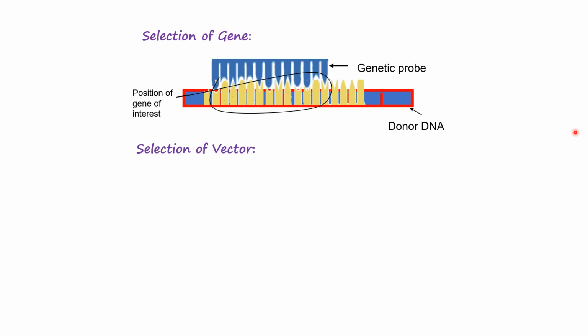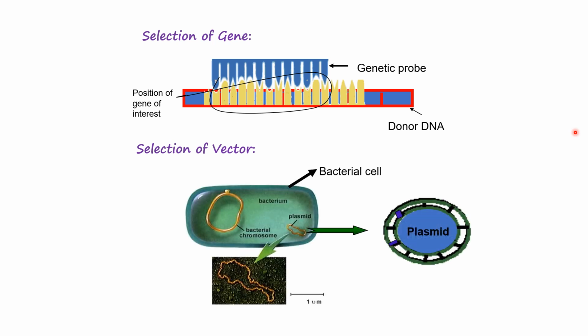Selection of vector. We select vector based on gene of interest. Example of a vector is a plasmid. Plasmid is an extrachromosomal DNA present in bacteria which has its own ORI site.